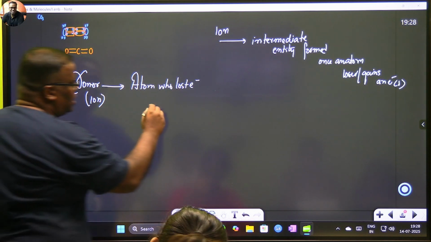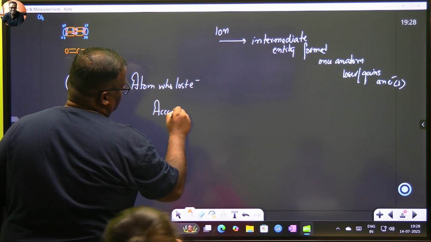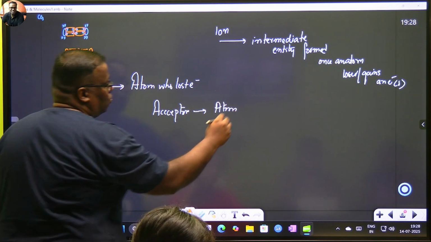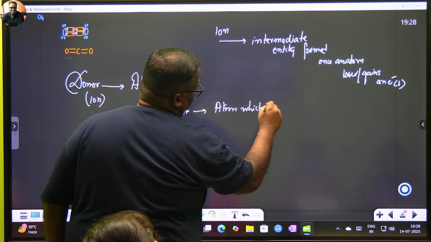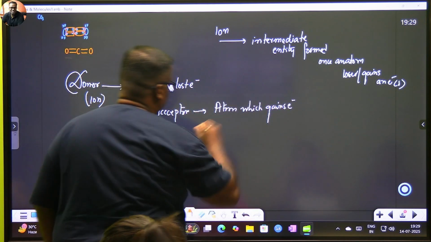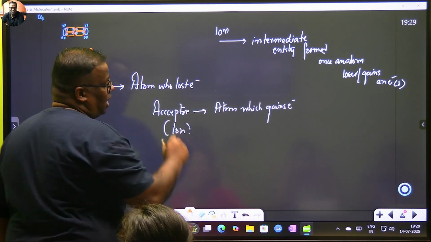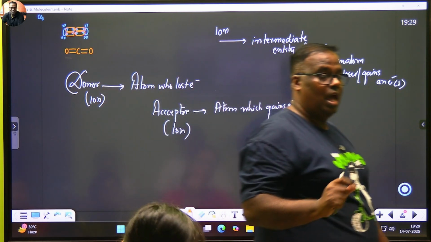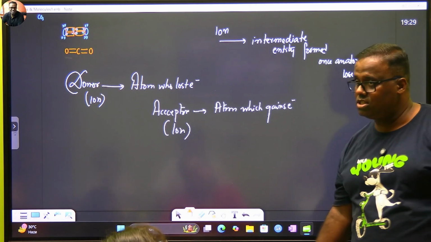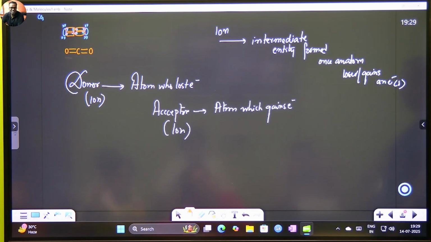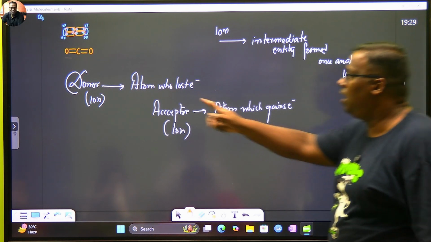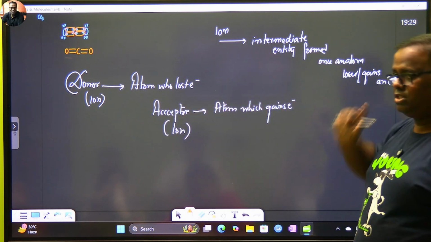And let's see who is an acceptor. An acceptor is an atom which gains electron. That means acceptor also is an ion. Very nice thing. Ion is an intermediate entity formed after an atom has either lost an electron or gained an electron. That means if you lose, you become a donor. By becoming a donor you are an ion, and by becoming an acceptor also you are an ion.